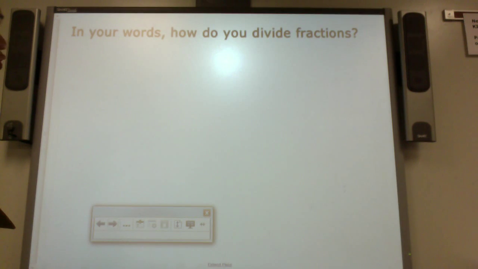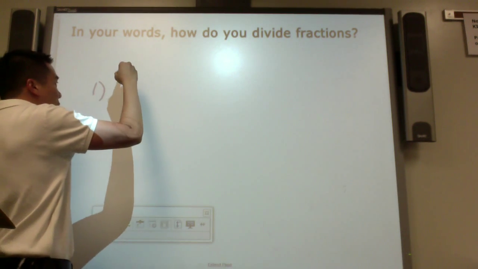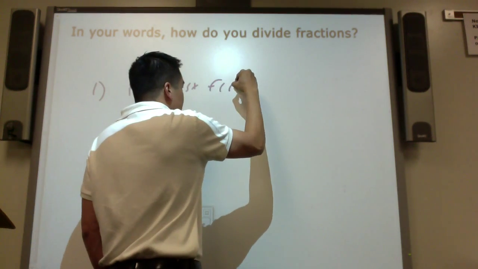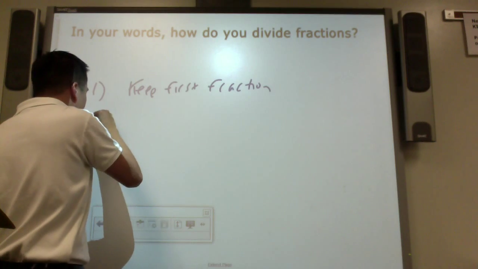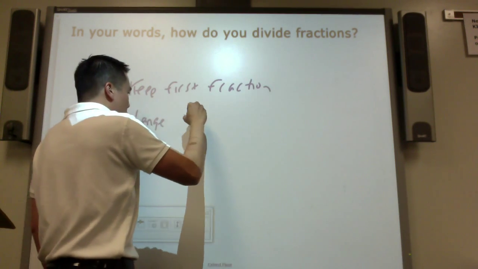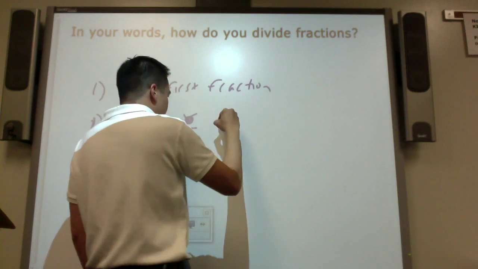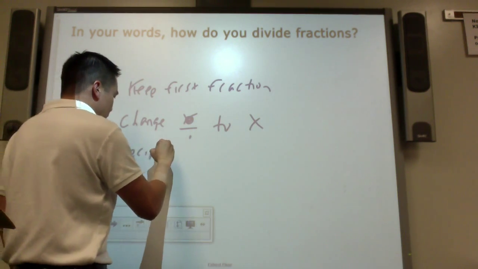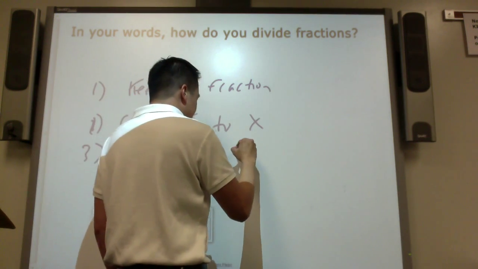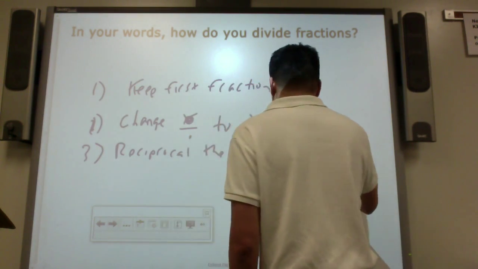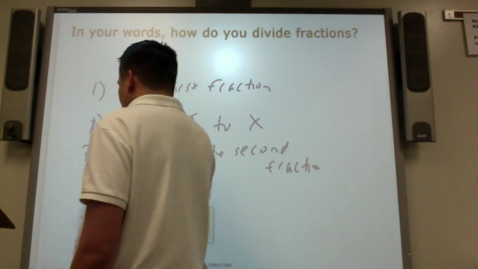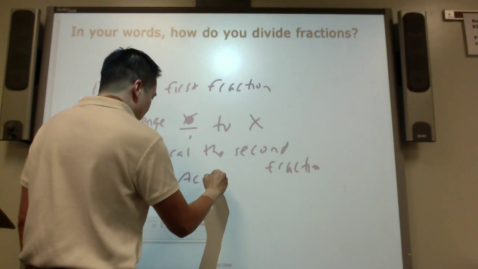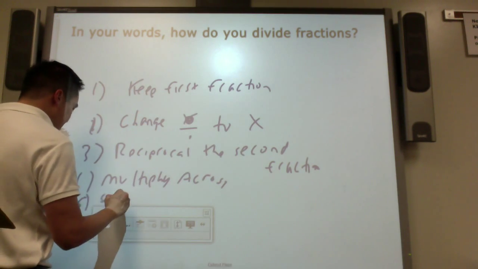So in your words, how do you divide fractions? Number 1, I keep the first fraction. Number 2, I change division to multiplication. And number 3, I reciprocal the second fraction. And then I multiply across. Sometimes you will have to simplify.